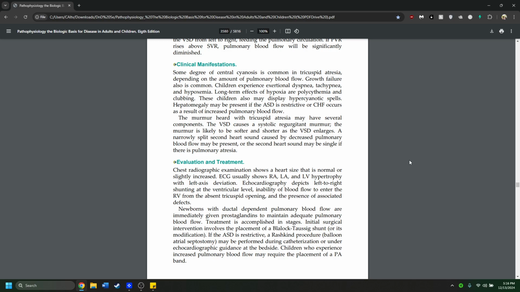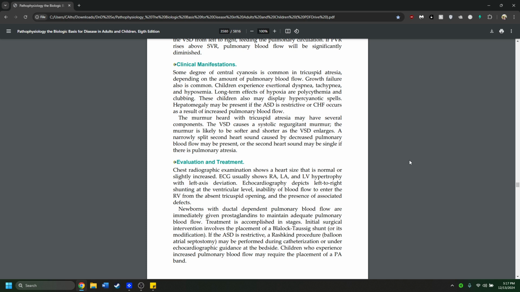Some degree of central cyanosis is common in tricuspid atresia, depending on the amount of pulmonary blood flow. Growth failure also is common. Children experience exertional dyspnea, tachypnea, and hypoxemia. Long-term effects of hypoxia are polycythemia and clubbing. These children also may display hypercyanotic spells. Hepatomegaly may be present in ASD, and restrictive or CHF occurs as a result of increased pulmonary blood flow.